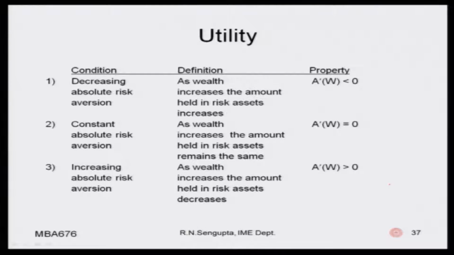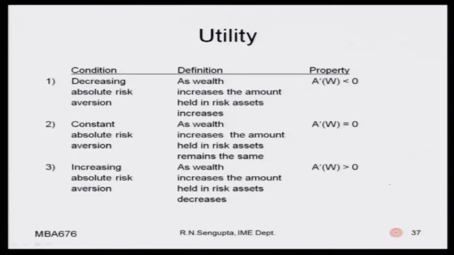Now if you have A bar, the first derivative, all the derivatives would be taken with respect to W. So if A dash is less than 0, which you see in the last column, equal to 0, or greater than 0, then obviously it will mean, in the absolute sense, as wealth increases, the amount held in the risky assets, which are stocks, is increasing for the person whose absolute risk aversion is decreasing. Similarly, for the other two persons, equal to 0 and greater than 0 would quantify that person as constant absolute risk aversion and increasing absolute risk aversion.